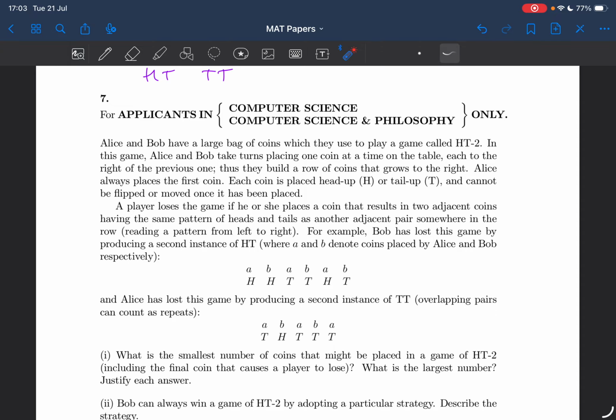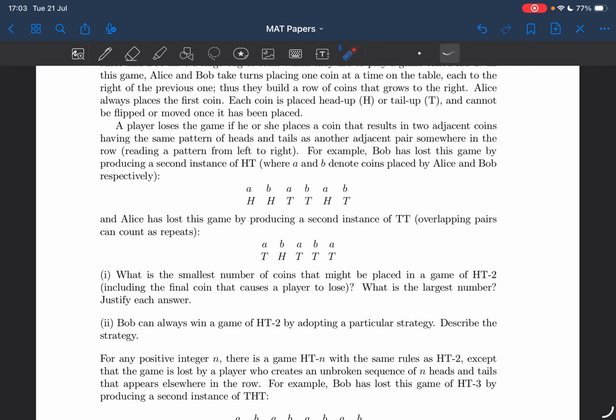Alice has lost the game, producing a second instance of tails-tails. Yep, same idea. You can see you can't put 3 in a row, so it wouldn't work. What's the smallest number of coins that might be placed in a game of HT2, including the final coin that causes a player to lose?